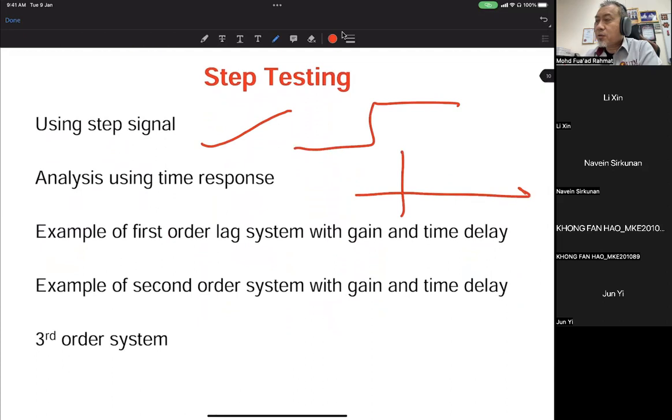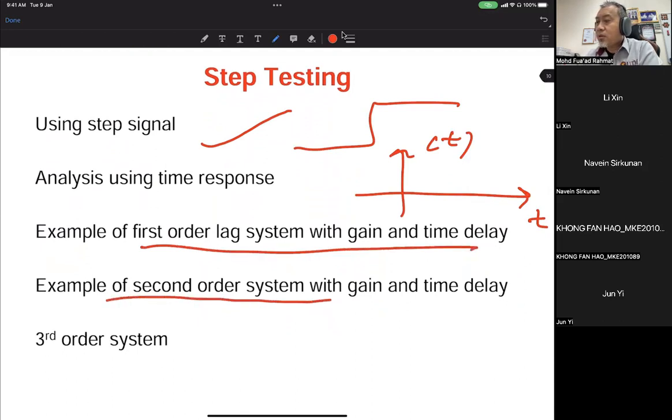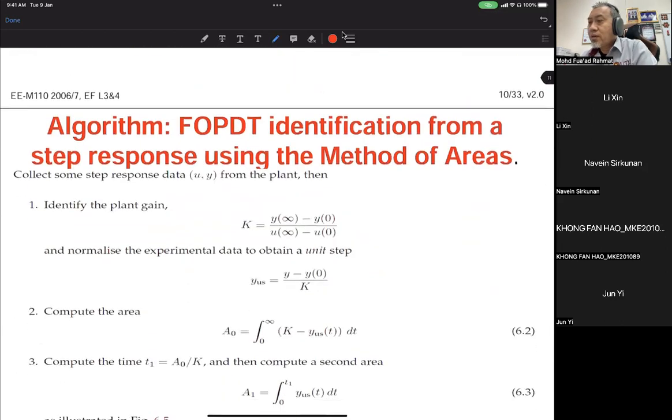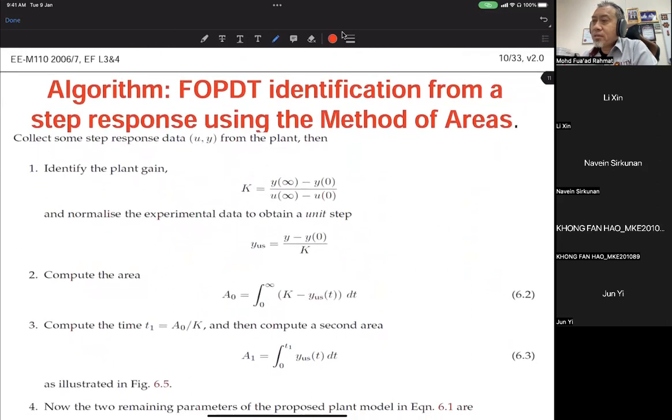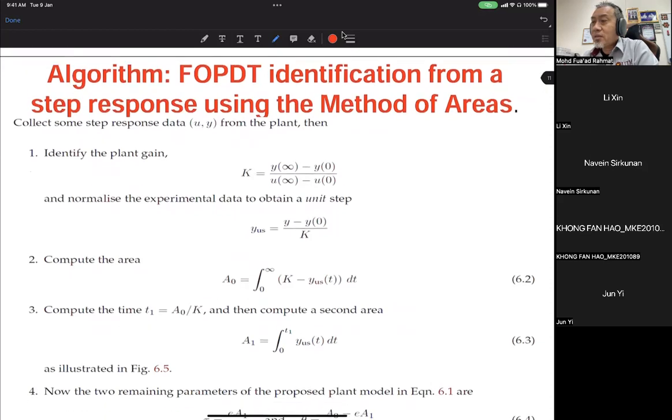So let's say we go for step testing, which is using step signals, analysis using a time response. We will look into the first order lag system with time delay, the second order system with gain and time delay, and a third order system. So for first order identification from a step response using the method of areas.